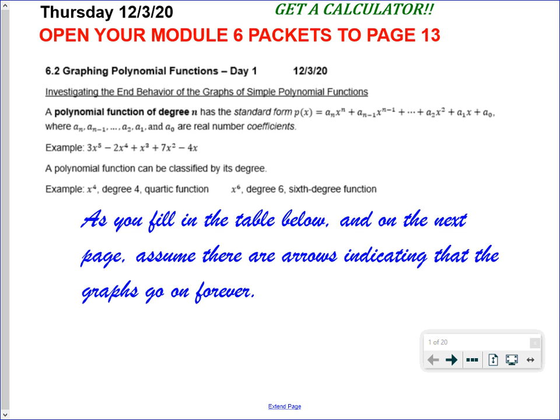A polynomial function can be classified by its degree. For instance, x to the 4th power is degree 4, and it's called a quartic function, and x to the 6th is degree 6, and it's called a 6th degree function. In the following table, just keep in mind that those graphs are meant to go on forever in each direction. We don't have the arrows, but we're just going to assume they're there anyway.